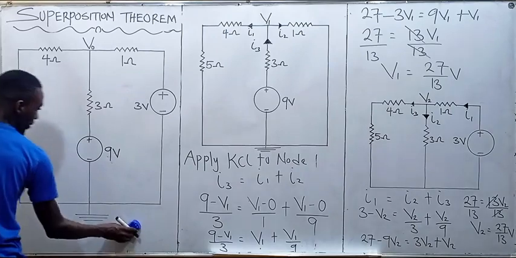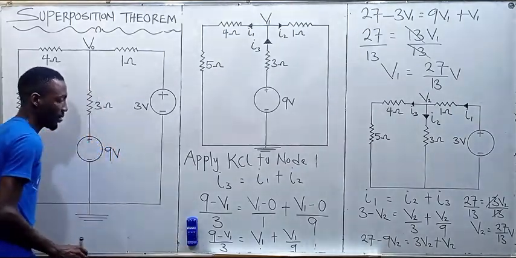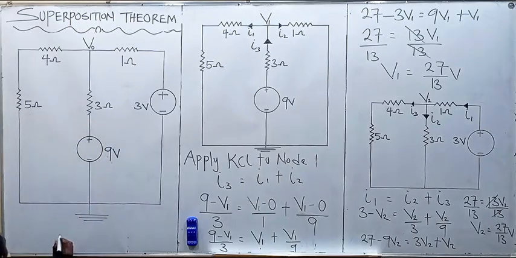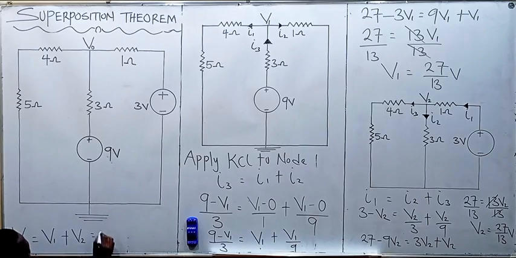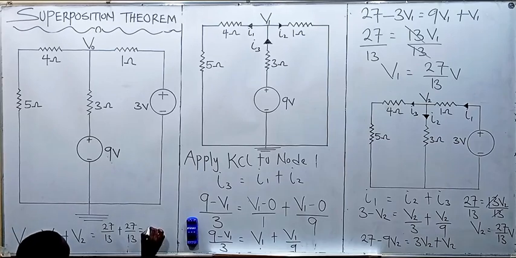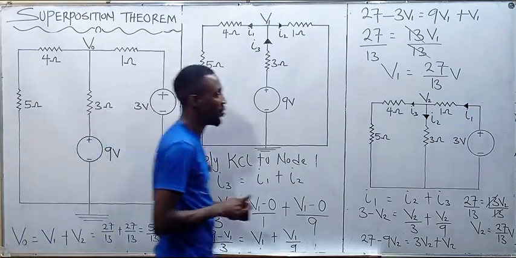So V naught will be equal to V1 plus V2. And what is our V1? Our V1 is 27 over 13 plus 27 over 13. So 27 plus 27, that's 54. So 54 over 13 volts. So here is the solution to the above question.